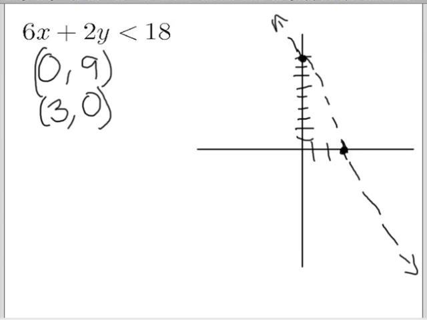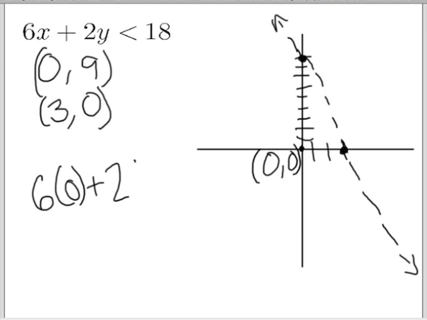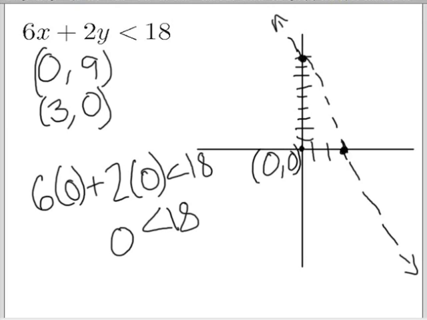Now we have to figure out where we're shading. So we can say that we have point 0, 0 here again. Since 0, 0 is not on my line, life is good, we can plug 0, 0 into our inequality to see what's true. 6 times 0 plus 2 times 0 is less than 18. 0 is less than 18.